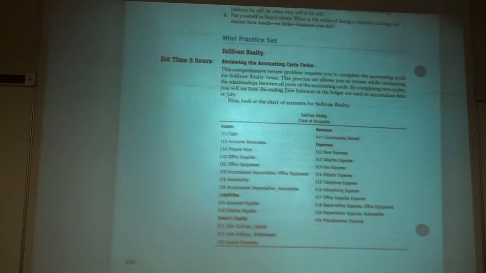Those are the accounts that we're going to use for all of our transactions. Look at the names of those accounts, and if you're not sure what account to use, then refer to the chart of accounts.